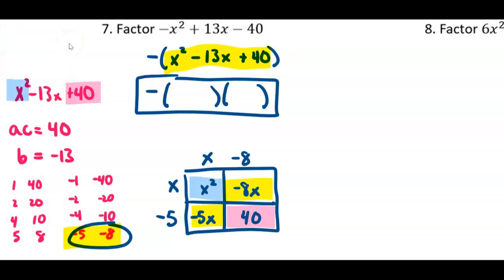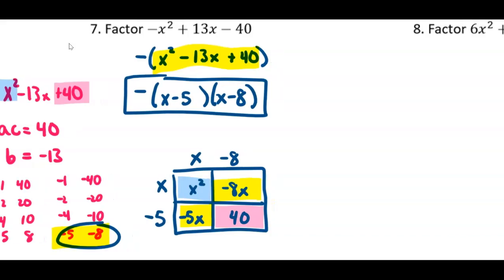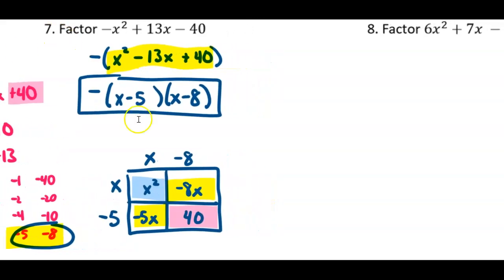So quick check to see if they multiply, and they do. Keep that negative on the outside that we factored out and write down x minus 5 and x minus 8. And this is your answer. These are your factors.